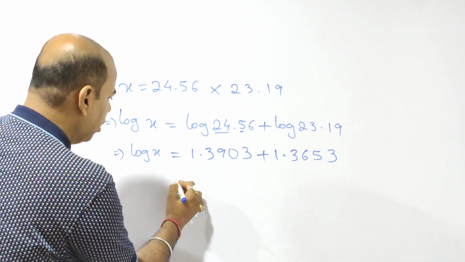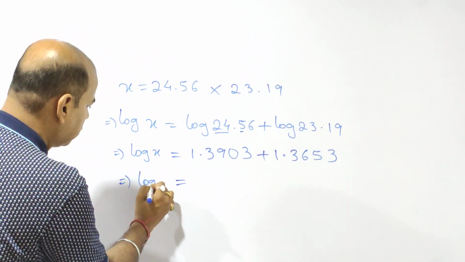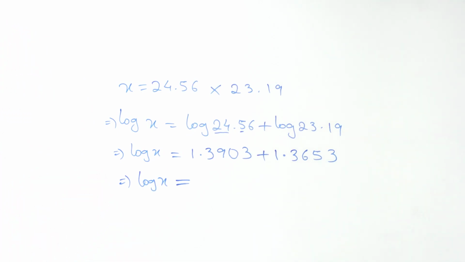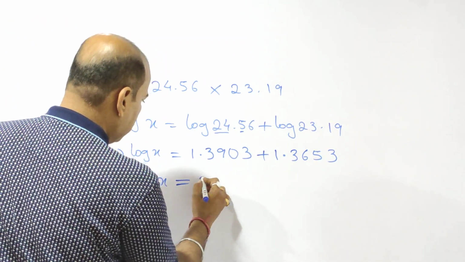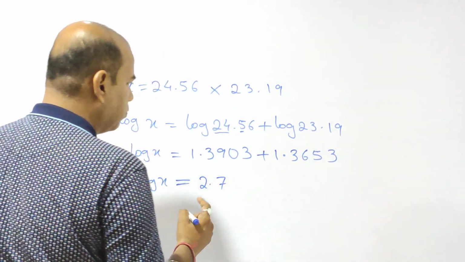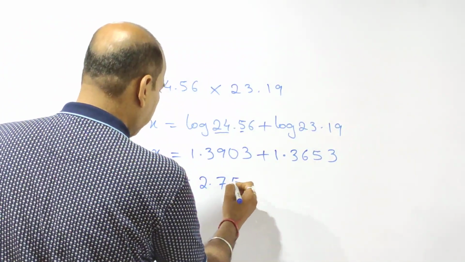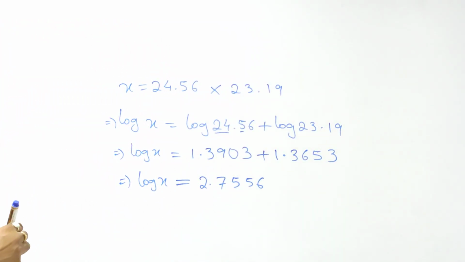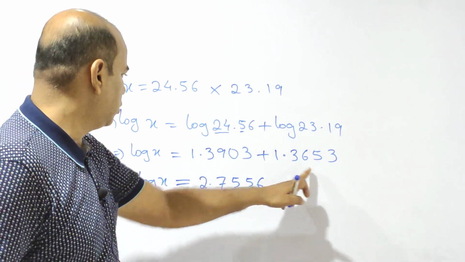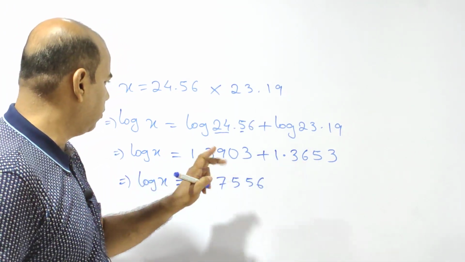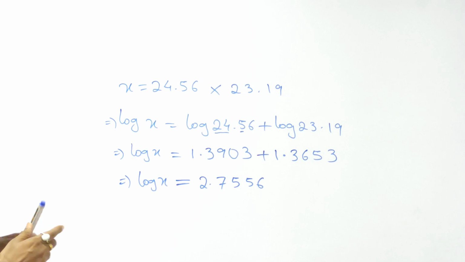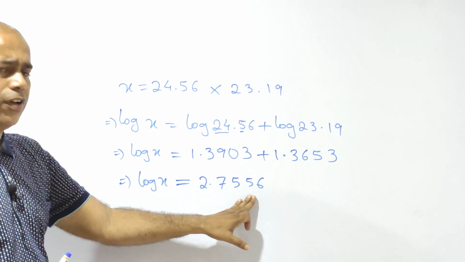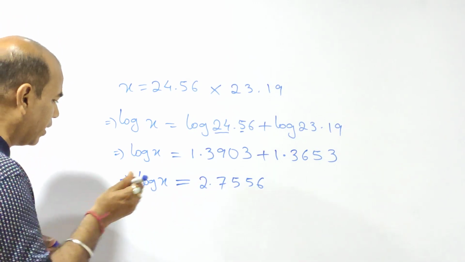On adding, I am getting log x equals to 2.7556. On adding, 3 plus 3 is 6. This is 5. 6, 15 carry 1. 6, 1, 7. Yeah, 2. Now my next work is what? See, this is log x equals to 2.7556. So I need to find x.